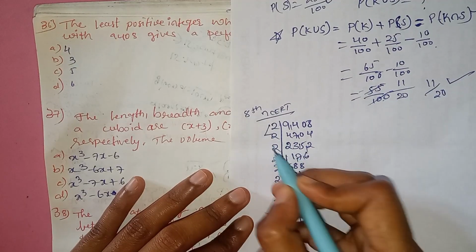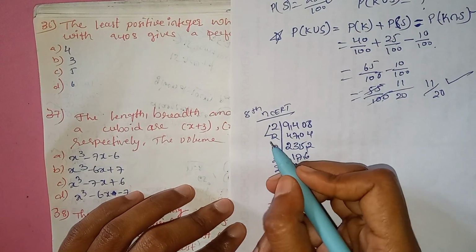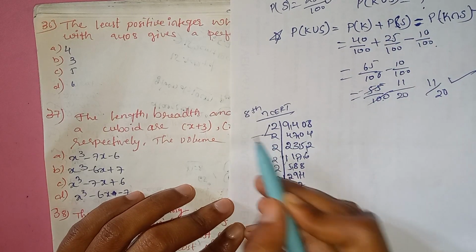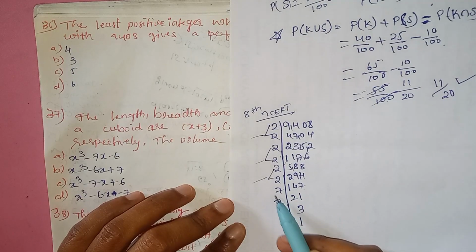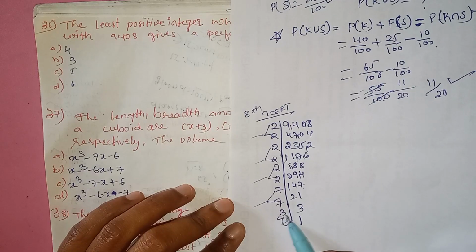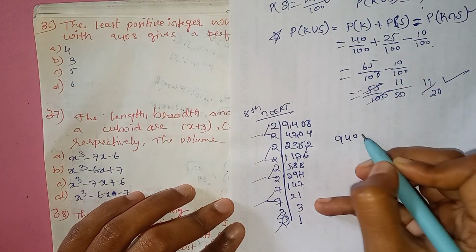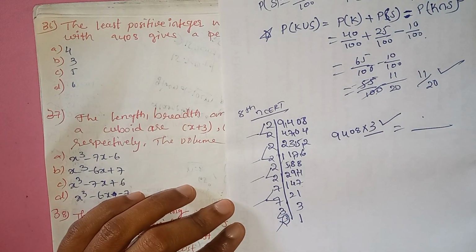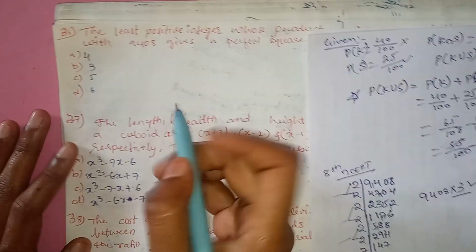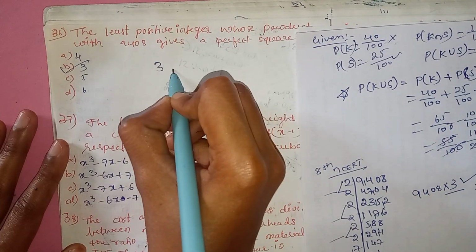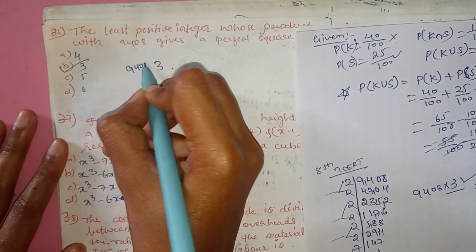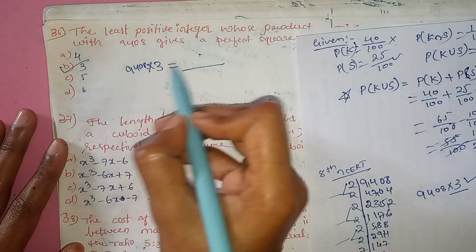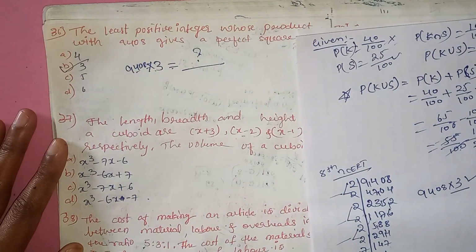So here we have a pair of 2s. We have to find the perfect square, so all the digits should be in pairs. One pair, two pair, three pair, and this is also in a pair. This pair is not there. So what do we have to multiply 9408 with? If we multiply with 3, we will get the answer which is going to be a perfect square. So the number is 3. Yes, in the options it is B. 3 is the number we have to multiply with 9408 to get the perfect square. You can multiply, find the answer and check whether it is a perfect square or not.